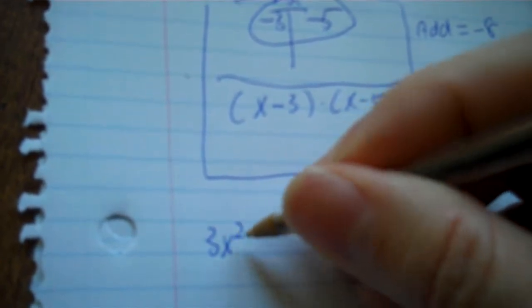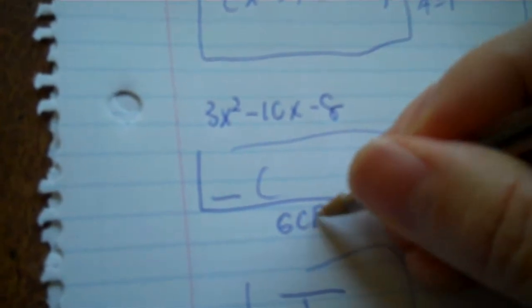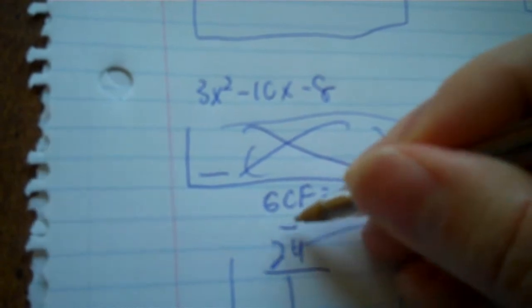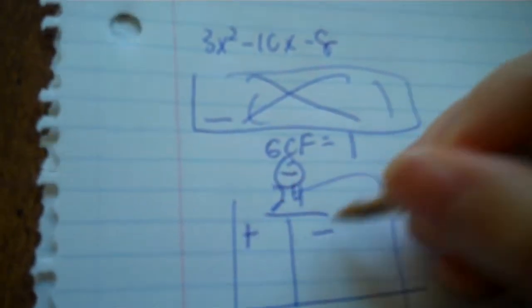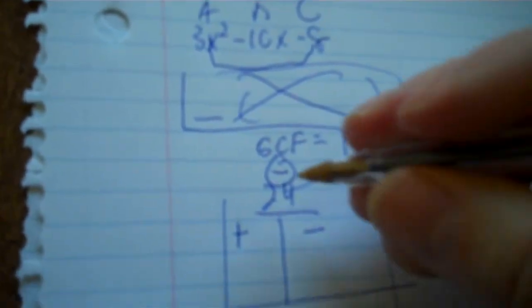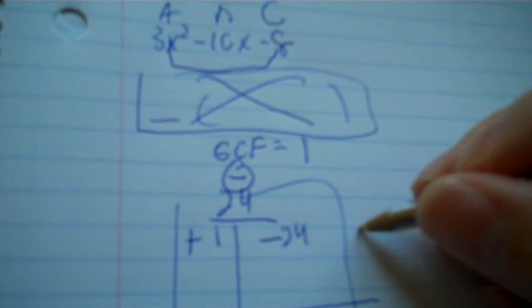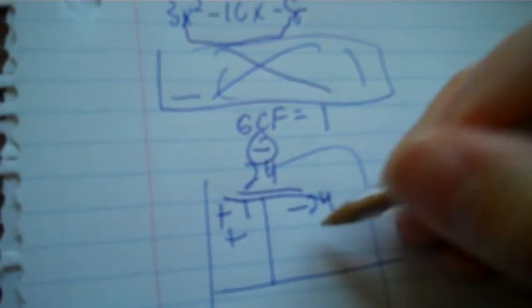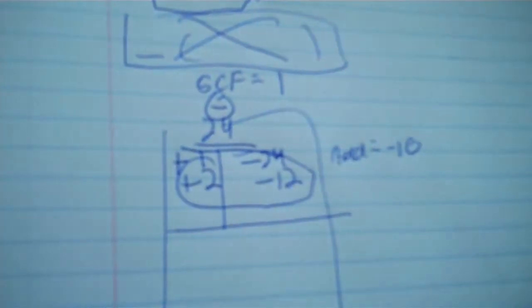3x to the second minus 10x minus 8, so that's 3 terms, so that would be GCF and table. The GCF is 1, so we wouldn't do anything. 3 times negative 8 is negative 24. So it's a positive times a negative. Again, you always take A times C. And 24 divided by 1 is 24. Remember, these have to add to get to negative 10. Nope. 24 divided by 2 is 12, and right there, positive 2, negative 12 makes negative 10.